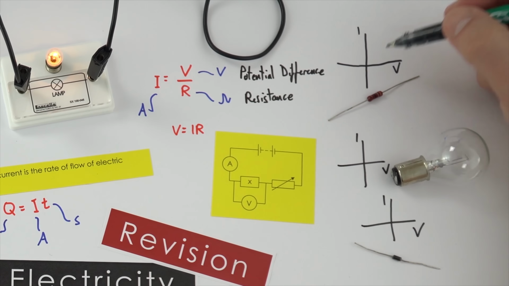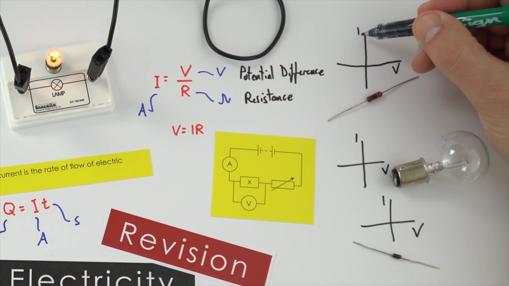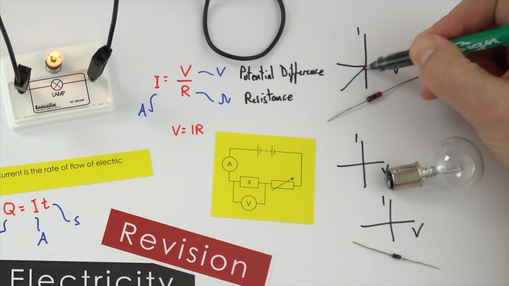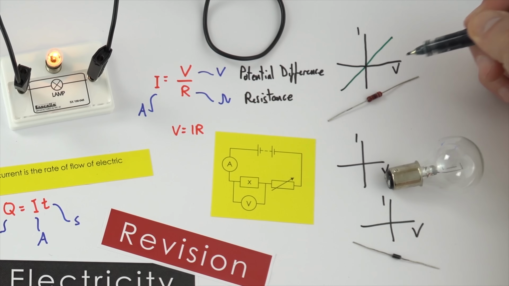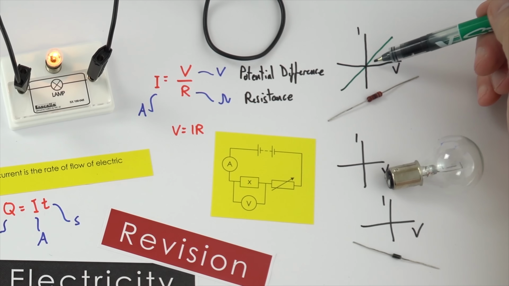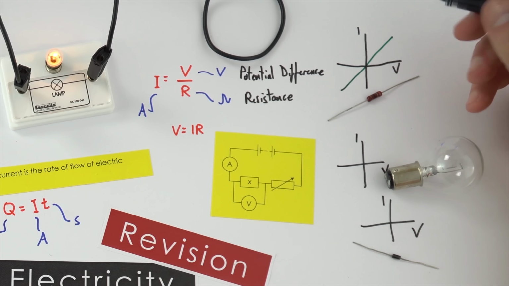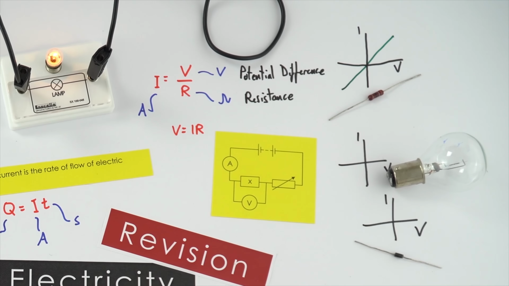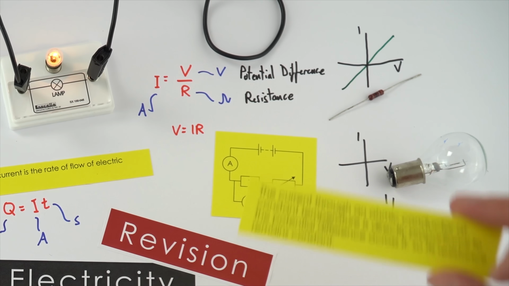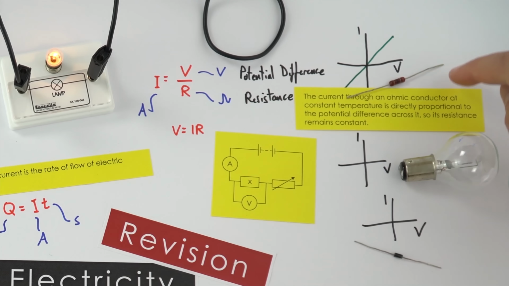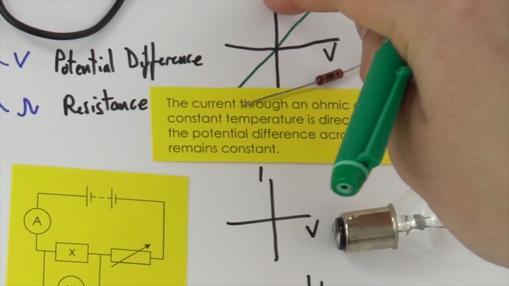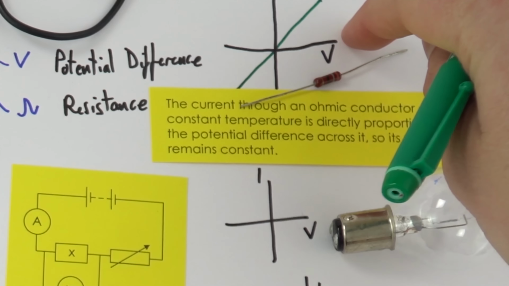Now, if we have a resistor, what we find is when we plot values of current and potential difference, we get a straight line that goes through the origin. What this means is that as you have a greater potential difference, you've got a greater current that flows, and that's because the resistance is constant. In actual fact, this is a great example of something called an ohmic conductor. And provided this stays at the same temperature, the current is going to be proportional to the potential difference.